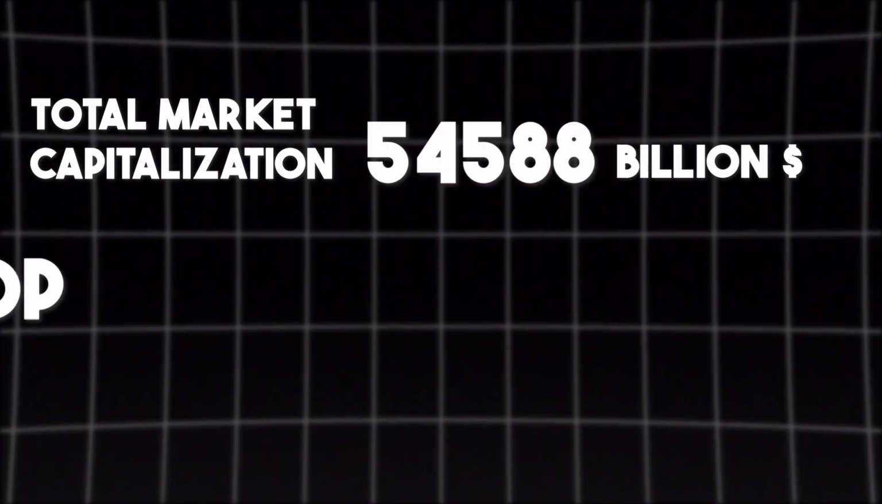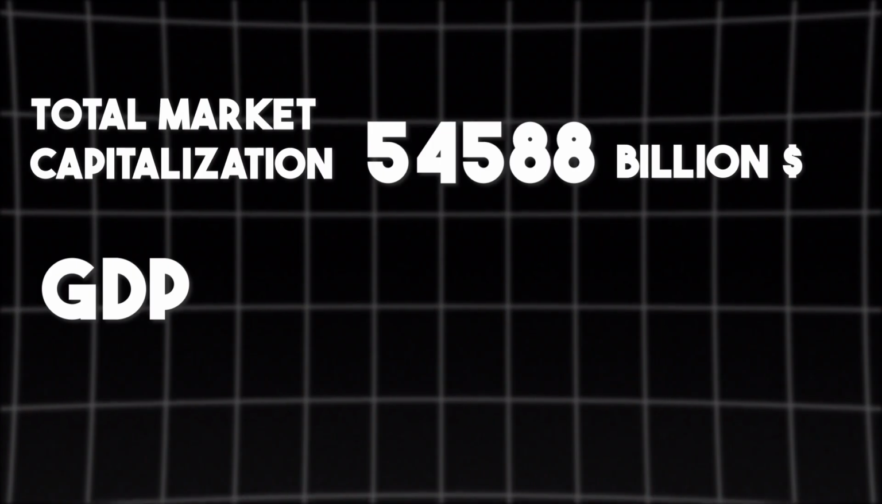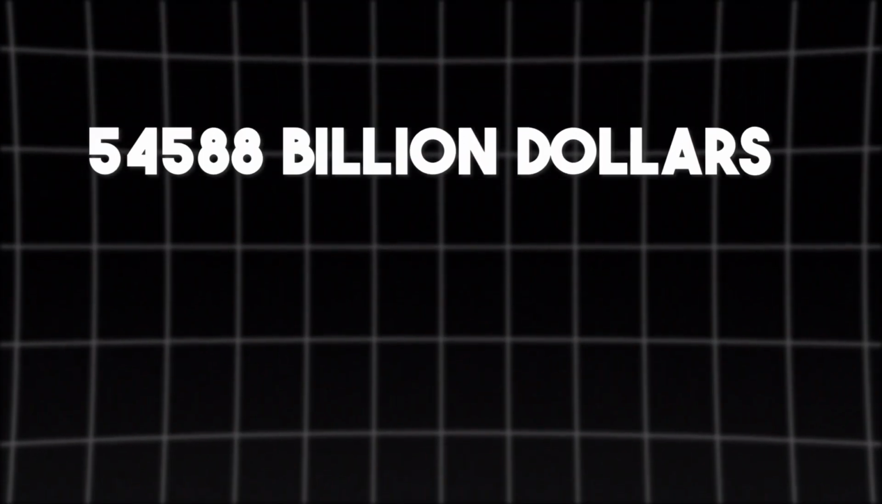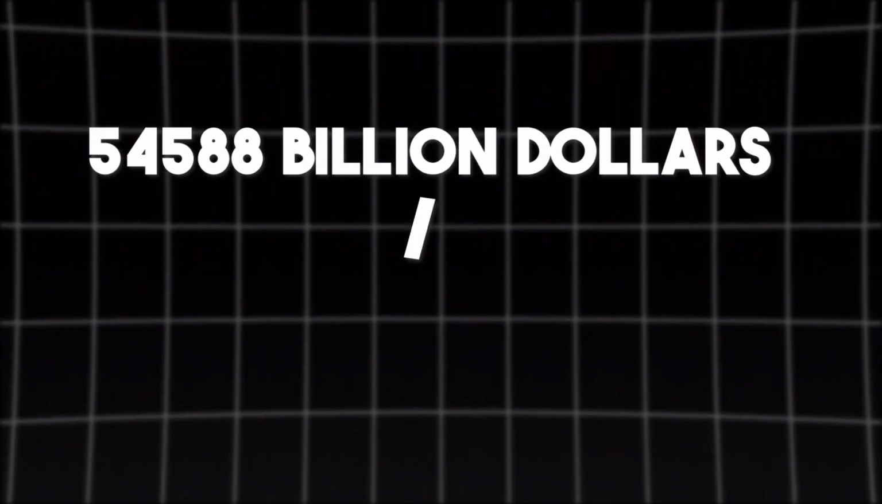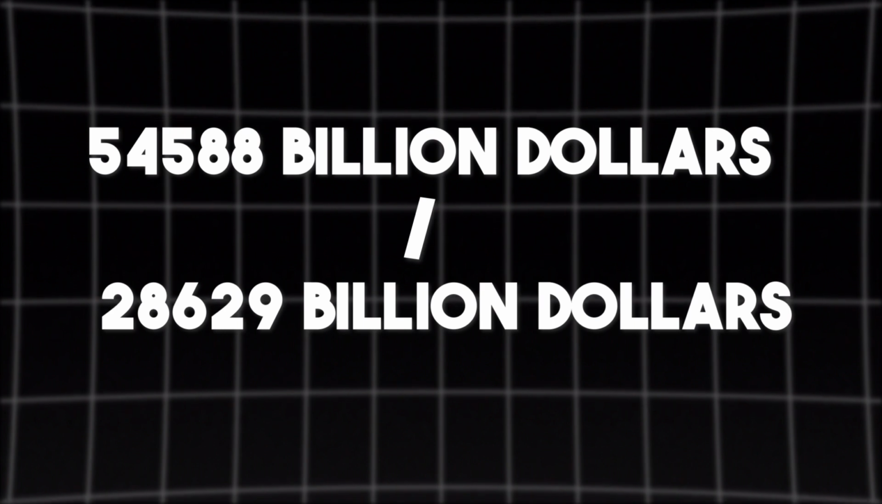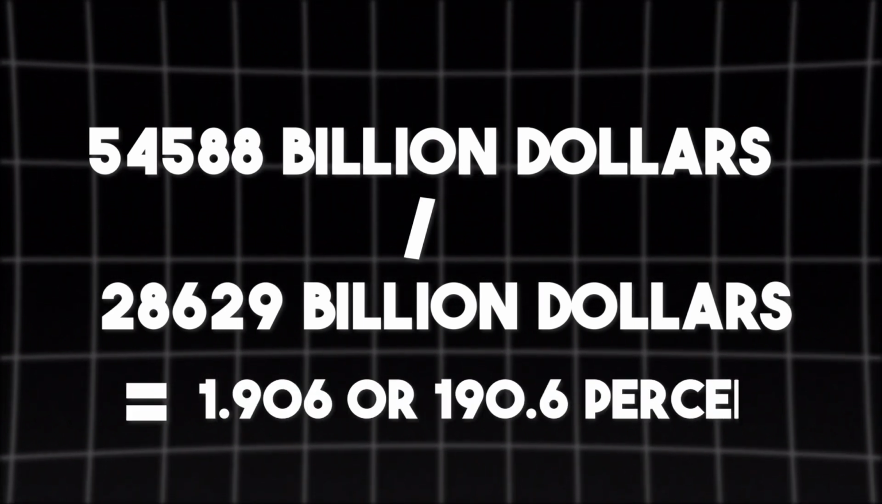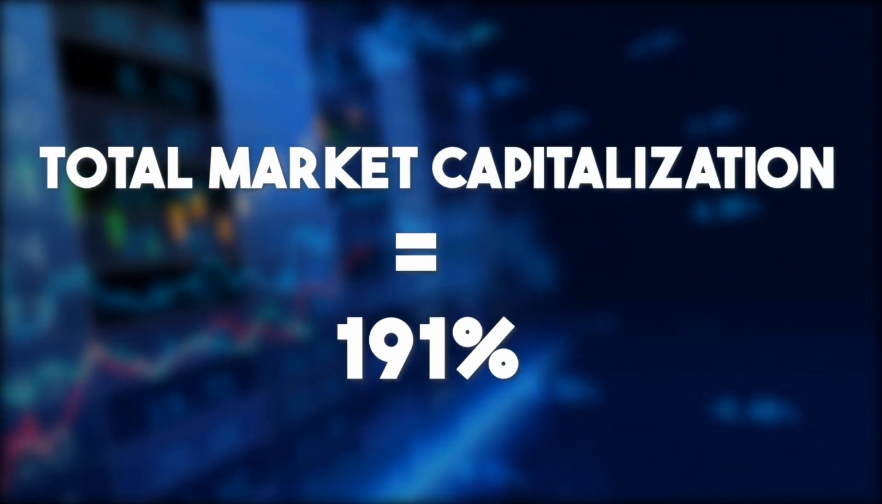The total market capitalization of all listed companies in the U.S. is $54,588 billion, and the gross domestic product of this country is $28,629 billion. Then the calculation is $54,588 billion divided by $28,629 billion, which equals 1.906 or 190.6%. This means that the total market capitalization is 191% of the gross domestic product.